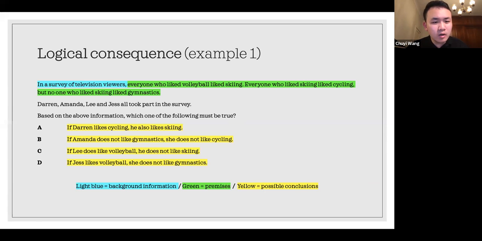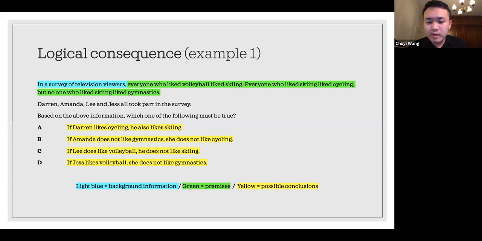If Amanda does not like gymnastics, she does not like cycling. Okay, is this one necessarily true? For a similar reason, I would probably say this is not necessarily true, right? Let's step through the logic. Well, that doesn't seem to follow from any of the premises that we've been given. If everyone who likes volleyball likes skiing, and everyone who likes skiing likes cycling, well, if Amanda does not like gymnastics, that doesn't really have anything to do with whether she does or does not like cycling, right? It doesn't seem to follow.